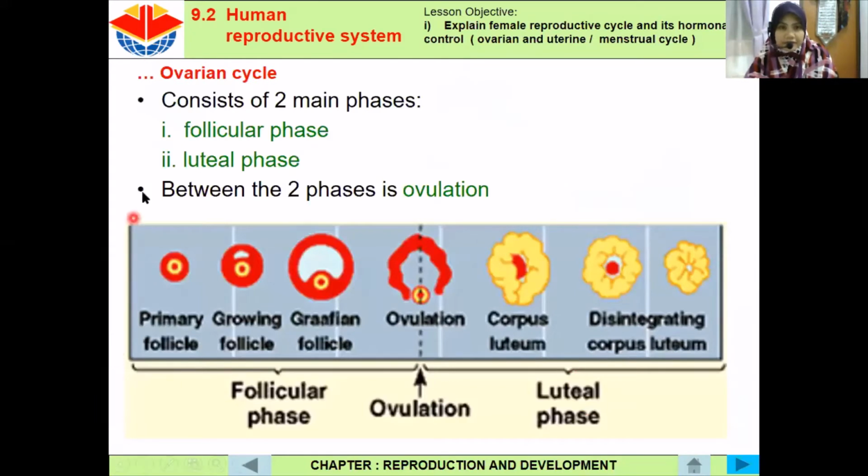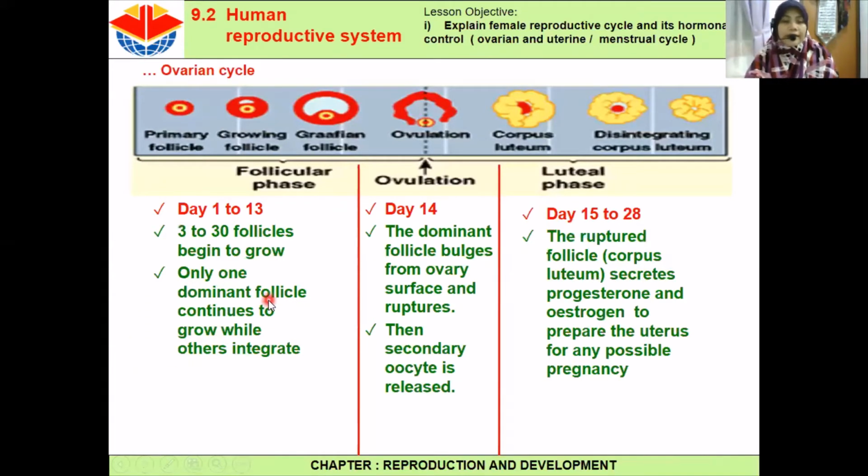So in this ovarian cycle, there are two phases which are the follicular phase and the luteal phase. So this is the follicular phase, while this is the luteal phase. Between these two phases is the ovulation. So let's recheck what happened during each phase. The follicular phase usually happens during day 1 to day 13. Around 3 to 30 follicles begin to grow, but only one dominant follicle will continue to grow while the others will disintegrate.